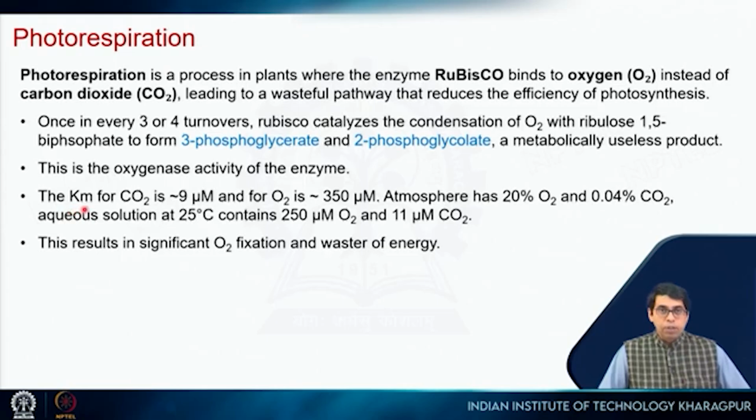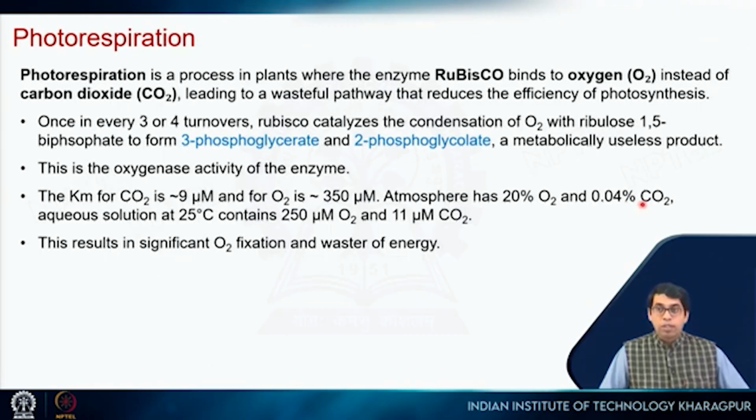The Km or the Michaelis constant for carbon dioxide of Rubisco is around 9 micromolar, whereas that of oxygen is 350 micromolar. So, it binds carbon dioxide more tightly than oxygen. However, if you think about the substrate concentration, we have more oxygen than carbon dioxide. So, the atmosphere has 20% oxygen and around 0.04% carbon dioxide.